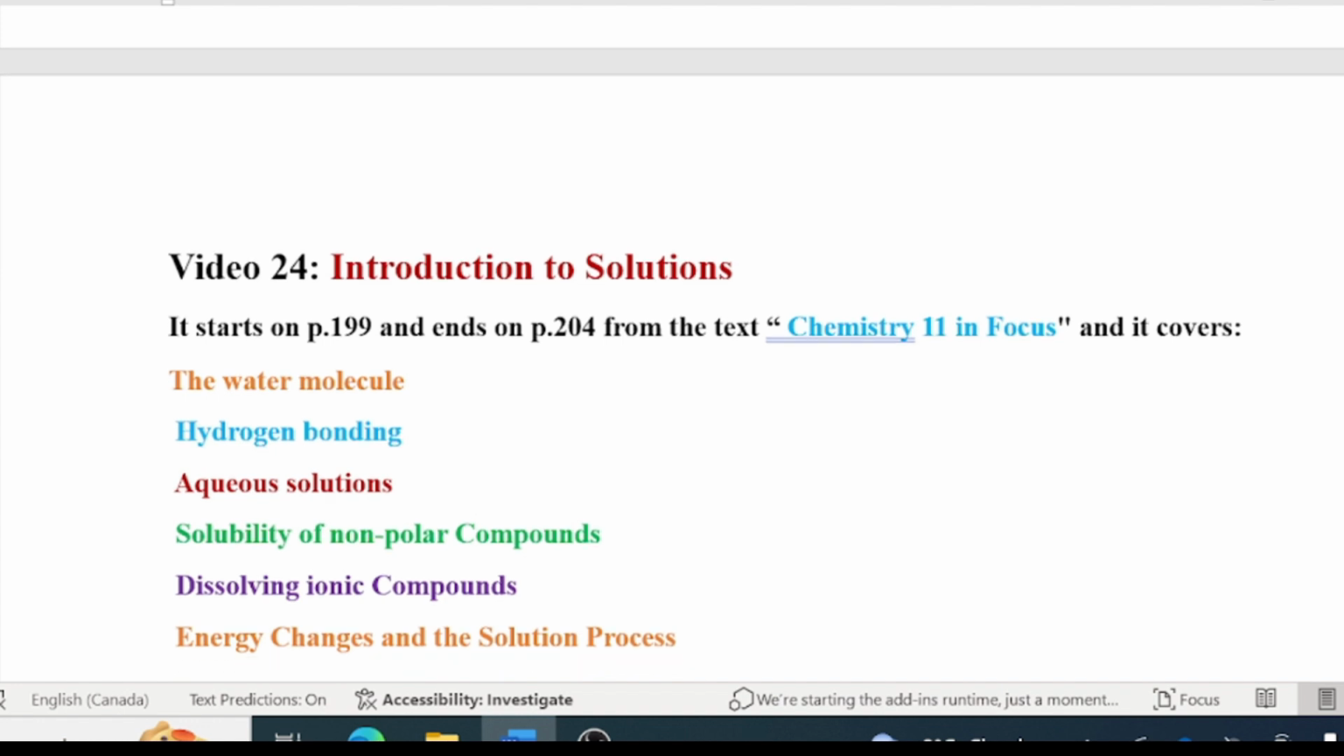Today we'll be introducing solutions. In the water molecule, we're reviewing hydrogen bonding. Then we talk about aqueous solutions, solubility of nonpolar compounds, dissolving ionic compounds, and the energy exchanges associated with the solution process. Our lesson begins on page 199 and ends on page 204 from the text Chemistry 11 in Focus.